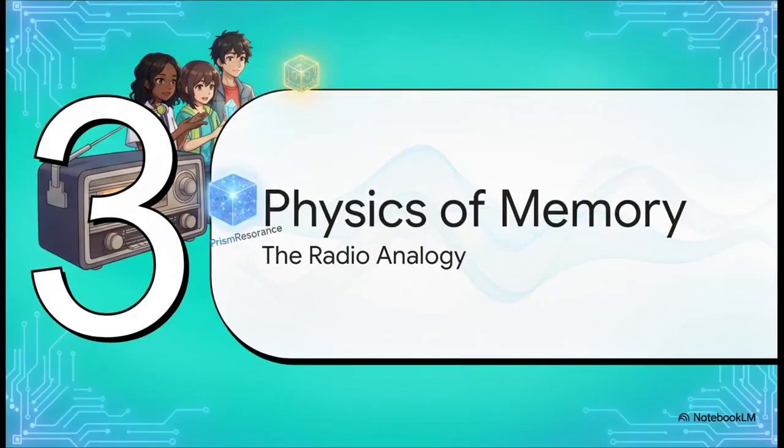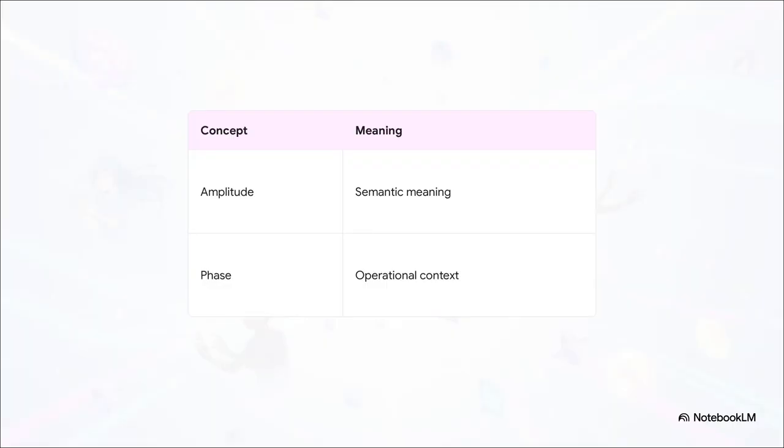Let's look at the radio analogy. Okay, to understand how it actually achieves this resonance, we kind of need to demystify the underlying math here, which models data as wave packets. But don't worry, let's look at this through a really simple radio analogy. Imagine your frozen embedding. The actual semantic meaning of the document is the amplitude. Think of that as the song itself. The new element Prism Resonance introduces is the phase. And the phase acts as the specific frequency band, or the radio station, that you tune into based on your current operational context. So you keep the exact same song, but you're just changing the station based on what's happening.